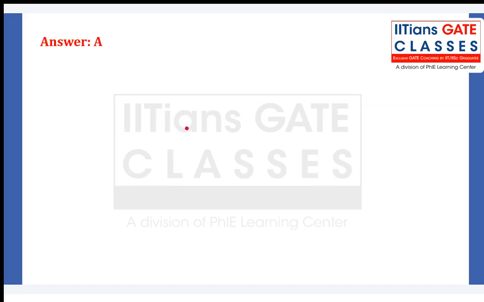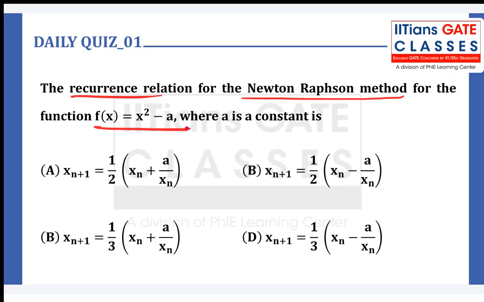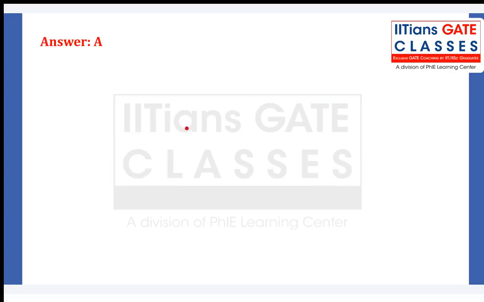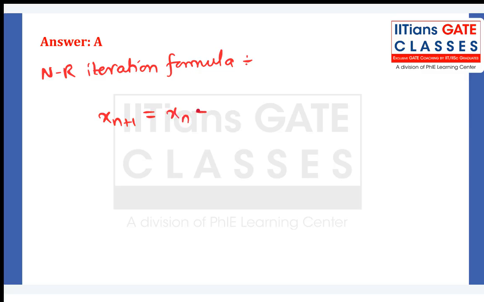It's a straightforward question. So you should know that the iteration formula for the Newton-Raphson method. So NR, basically we use it as an acronym. So the NR iteration formula, okay, is nothing but x(n+1), that is the value of your root at the (n+1)th iteration, is nothing but xn minus f of xn divided by the first derivative of f of x.